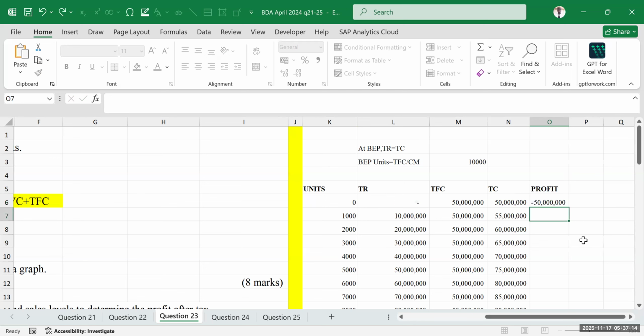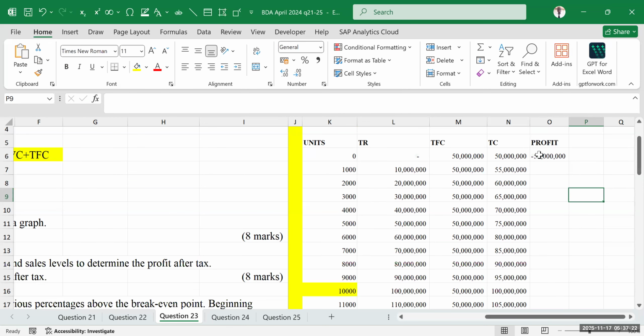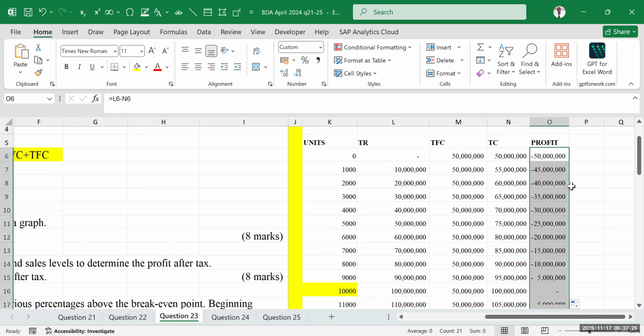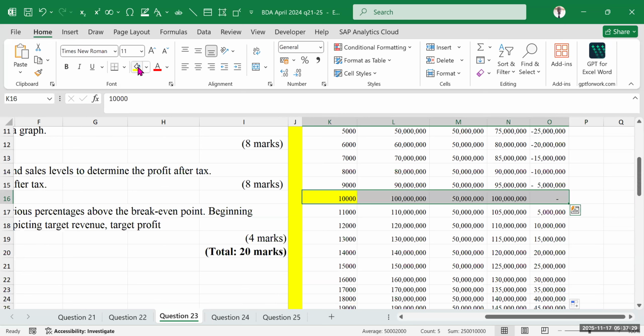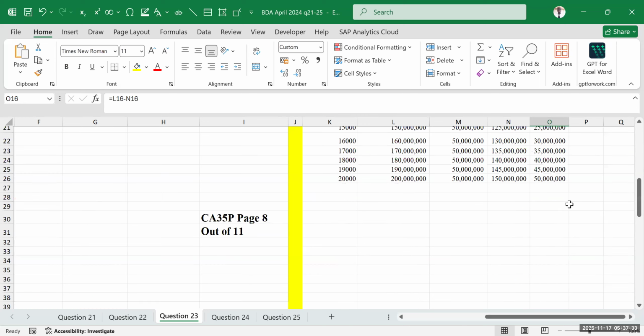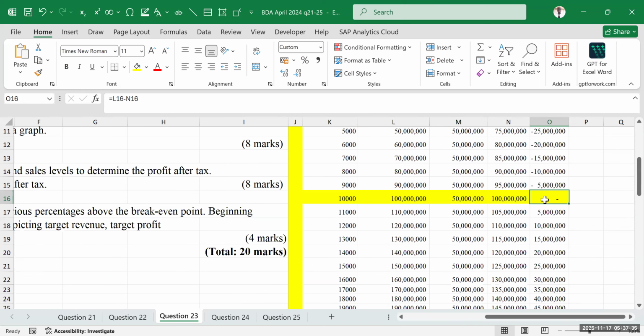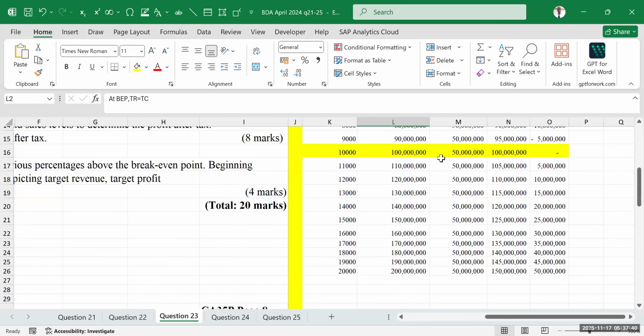Then we confirm and realize that for the first row, our profit is negative, meaning it's not even a profit, it's a loss of 50 million. We autofill to the end, and I want you to focus at the break-even point in units. You realize there is no profit, there is no loss. Our profit column at that point is 0. That is the essence at break-even point. All right. Now let's go ahead and draw the graph so that we see how it appears.